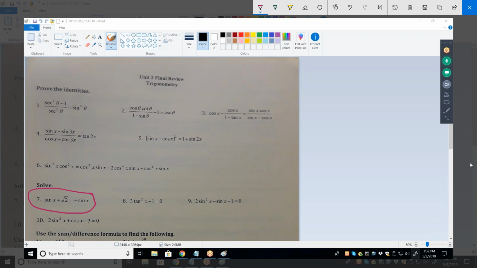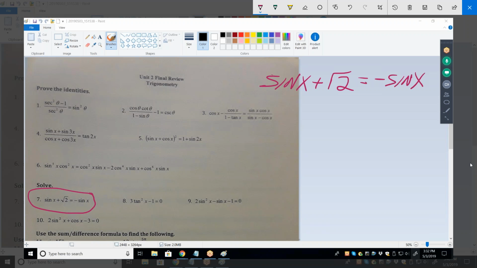Okay. This is different. What we know on the first 6 problems is that they're all identities. We're not solving for theta. We're not doing anything but proving the left side is equal to the right side. All right. Number 7 is different. This is a trig equation. There are plenty of those in real world problems that have to be solved.